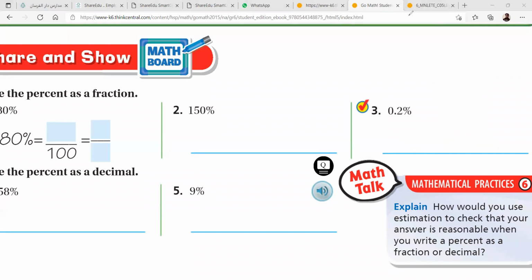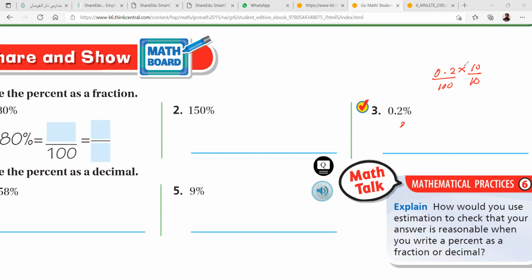The question is, write percent as a fraction. What is the first step to write? 0.2 over 100. Till here, did you get it? How to remove this decimal point from the numerator? By multiplying with either 10, 100 or 1,000 on both the numerator and denominator. Why did I choose to multiply with 10? Because there is only one number after the decimal point. If there are two decimal numbers, you will multiply and divide with 100. If there are three numbers after the decimal point, you will multiply with 1,000.